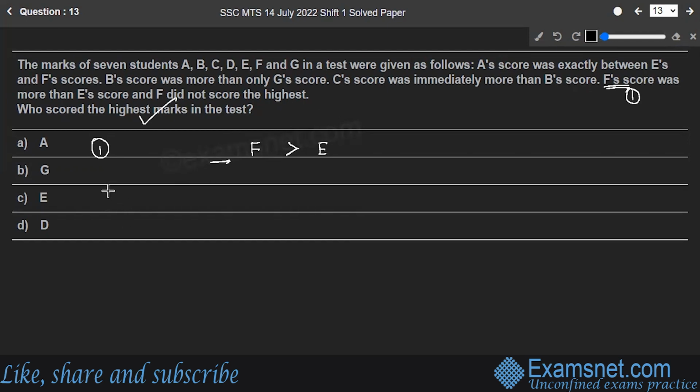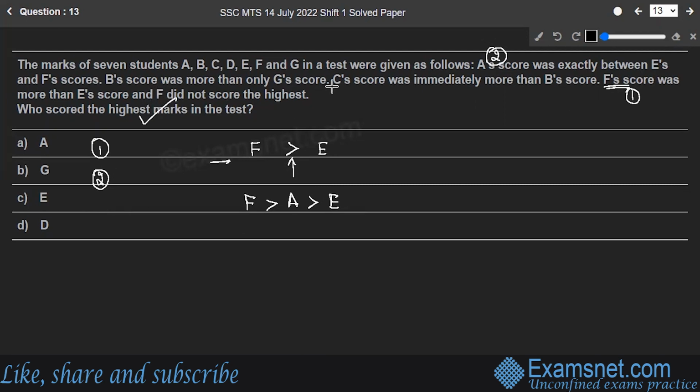Now let's go with the second one. A's score was exactly between E and F's. So A is in between both of them. So F is greater than A is greater than E. Hope you're clear. Next, C's score was immediately more than B's score.